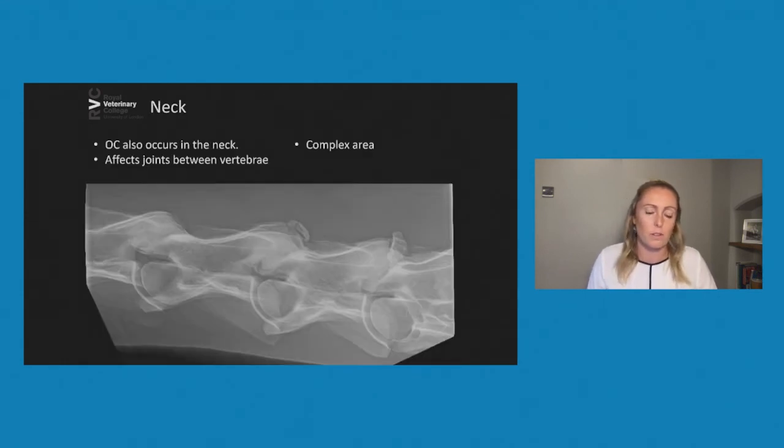Now I'm moving on to a completely different area, the neck. We've talked a lot about the very common places for osteochondrosis, and I wanted to touch on the neck because osteochondrosis can affect any articular surface. There are two joints on either side of the cervical vertebrae that communicate between each vertebral body. This radiograph shows very large osteochondral fragments at the caudal aspect of two articular process joints, associated with the back of the joints.